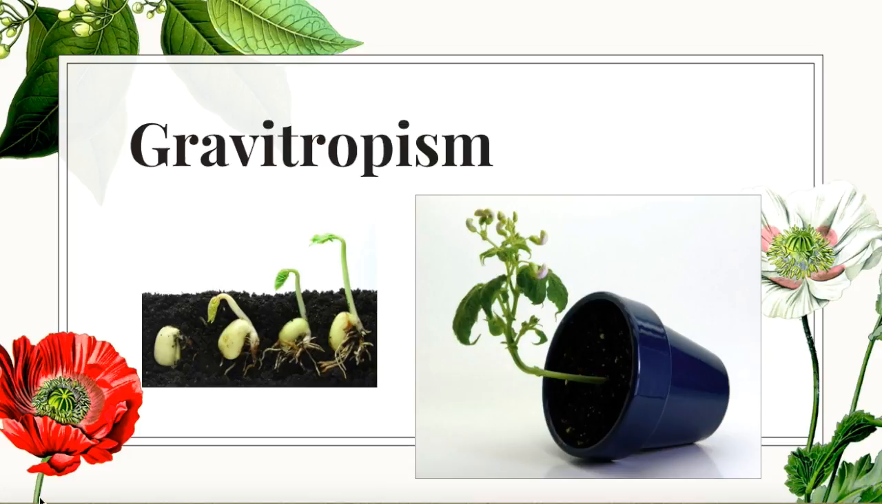Roots exhibit positive gravitropism, which is when growth is aimed away from the stimuli, while shoots exhibit negative gravitropism, which is when growth is aimed towards the stimuli.